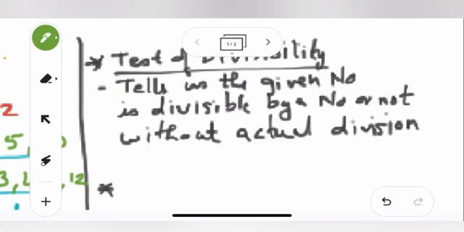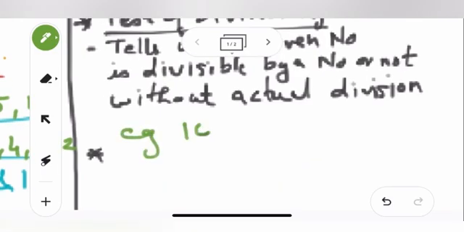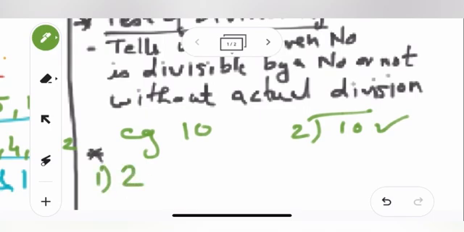Now here, if you see the number 2, if I take any number and I have to find out, for example, whether 10 is divisible by 2 or not, without literally dividing it this way, I can simply use this divisibility rule. So what is this rule for divisibility by 2? First we are doing divisibility by 2. Is the number divisible by 2 or not?